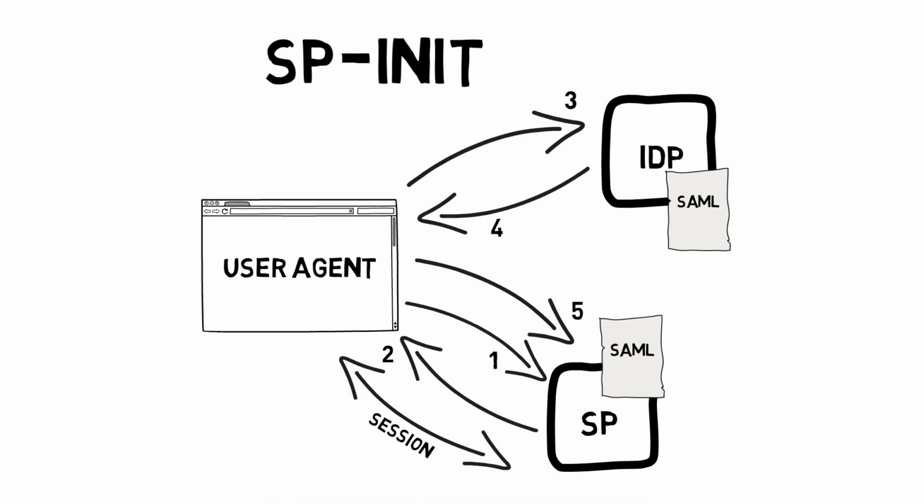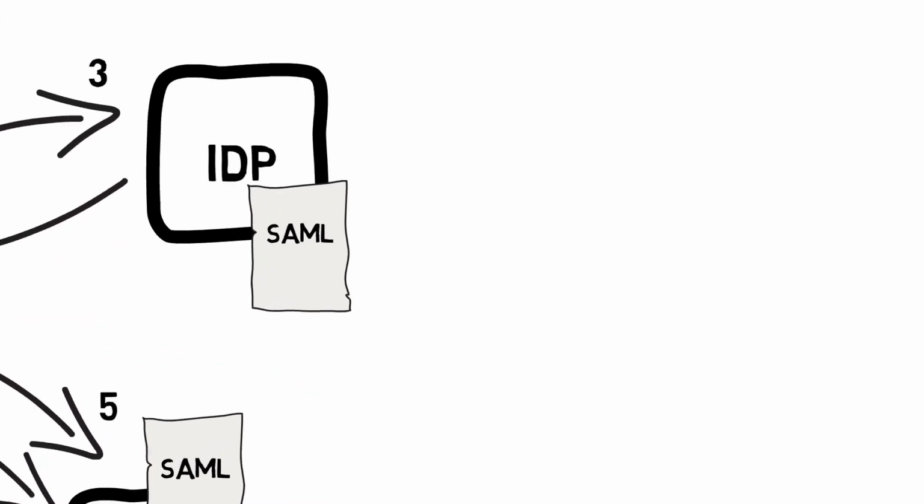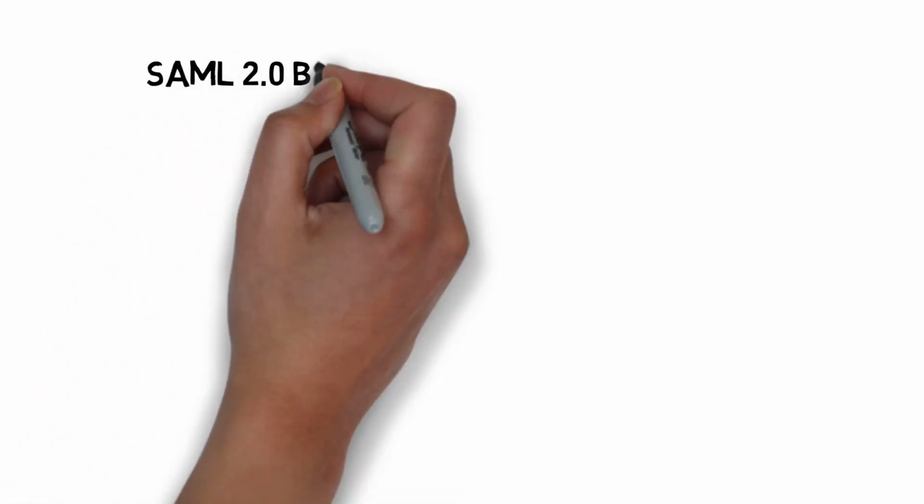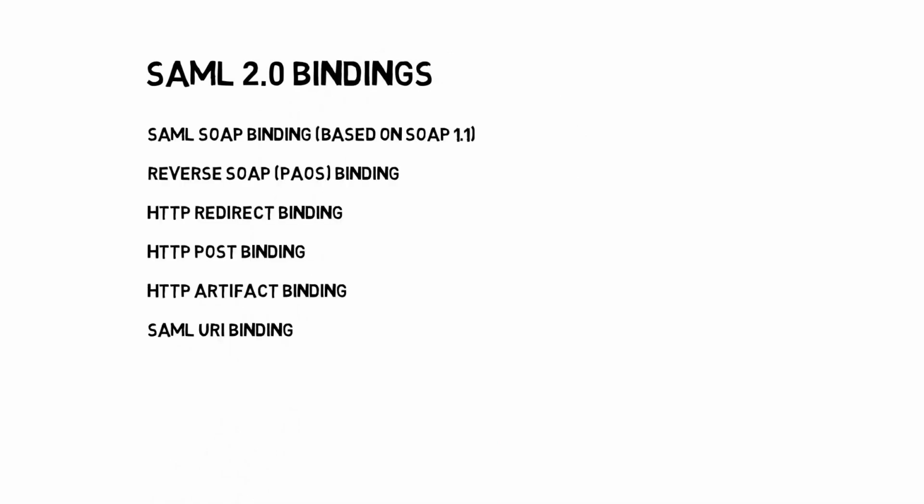These were the two examples of how the flow of authentication can be initiated. But it doesn't really say how the assertion itself was sent. In SAML, there is something called bindings. This explains how messages and assertions are technically sent between the SP and the IDP.